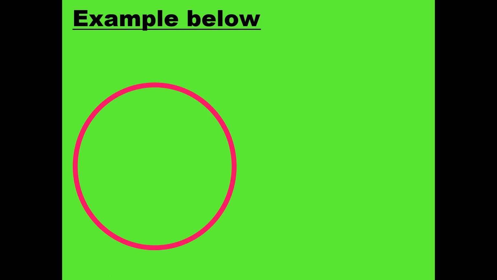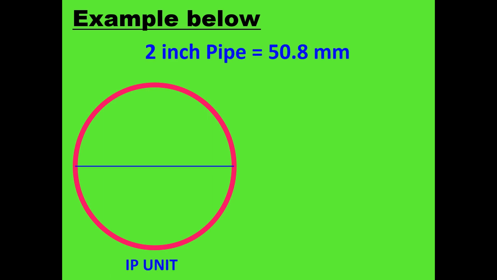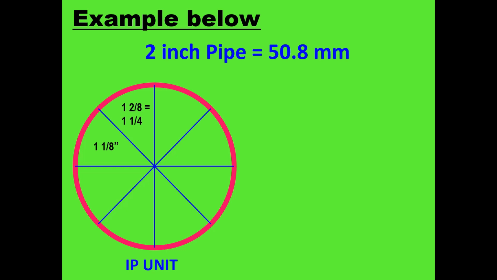For more understanding, now I show here one more example for a 2-inch pipe. Same as before, I divide this circle into 8 sections: 2, 4, 6, and 8. First, we already have the 1-inch pipe size, so the first section starts from 1 1/8. Next one is 2/8, which equals 1/4, so it is called 1 1/4 inches.